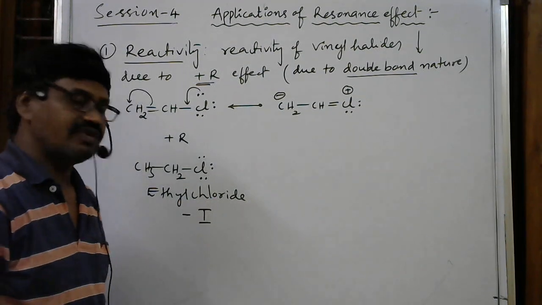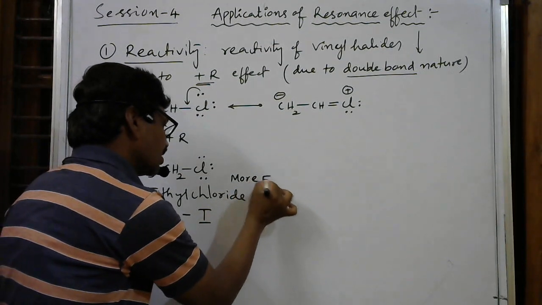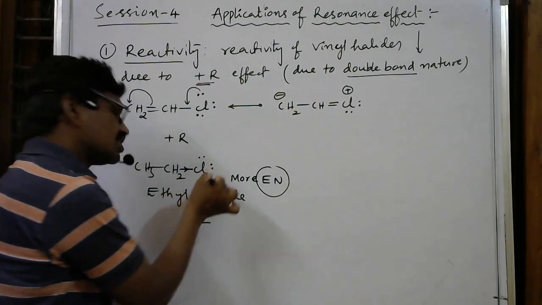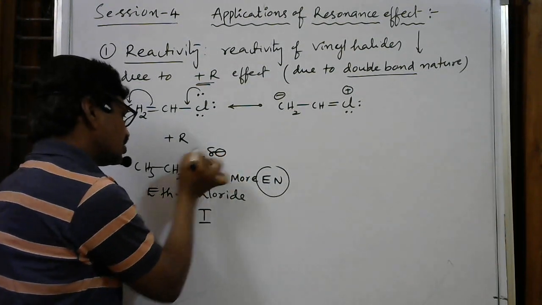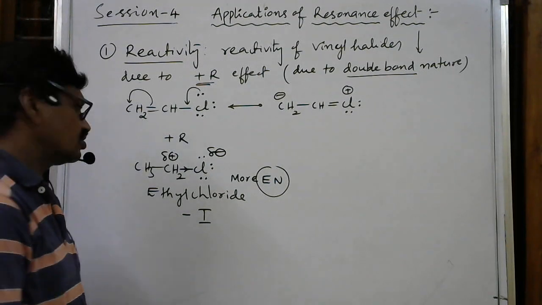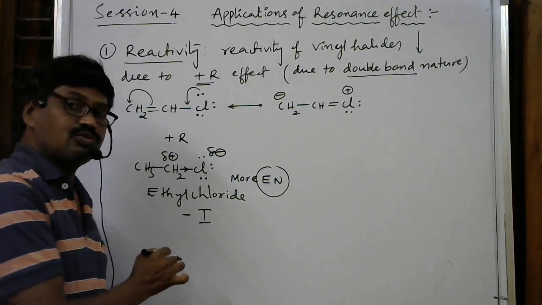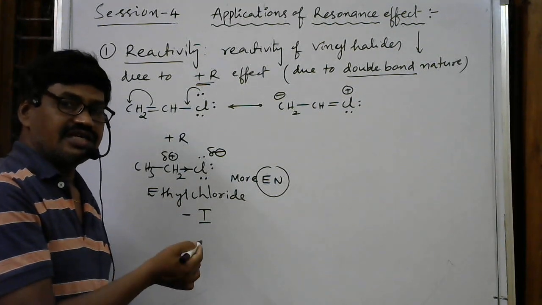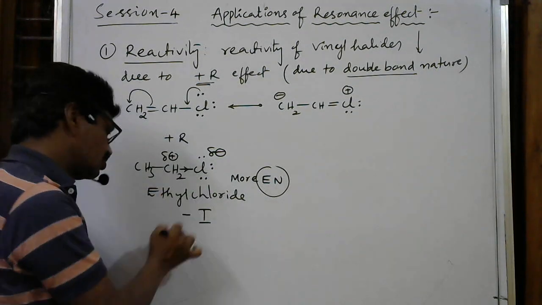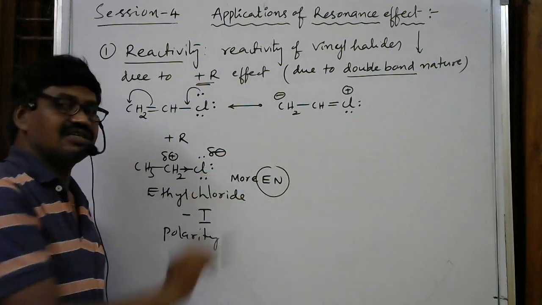Minus I effect. Why it is so? Because chlorine is a more electronegative atom. Because of the more electronegative atom, it can attract the sigma electrons towards itself, so it will take a partially negative charge and carbon will take a partially positive charge. Because of these partial charges, it is easy to participate in chemical reactions. So the rate of reaction increases due to minus I effect, and this is due to polarity. This is due to polarity, reactivity increases.